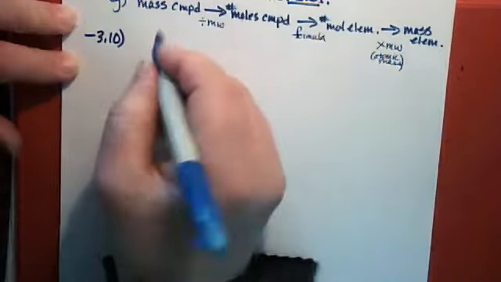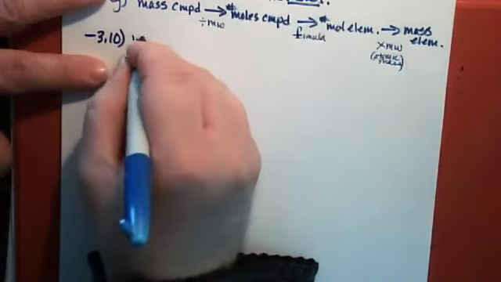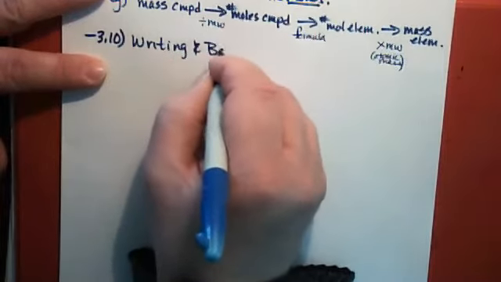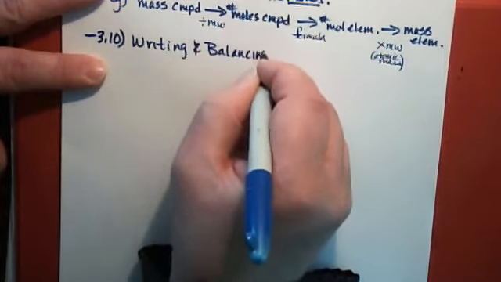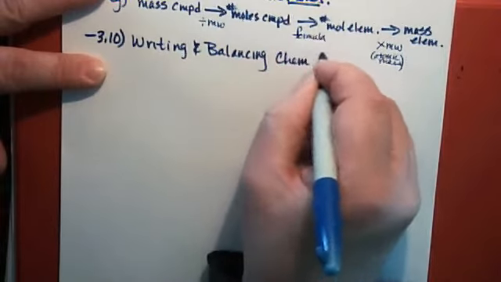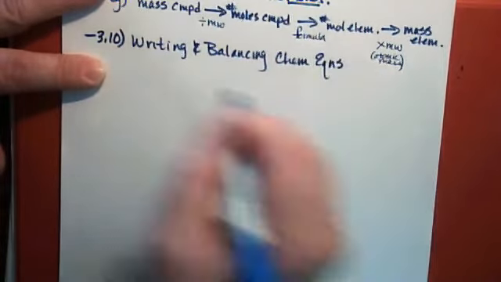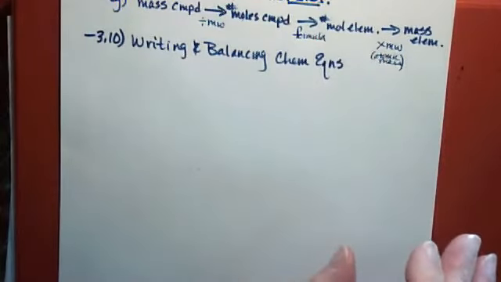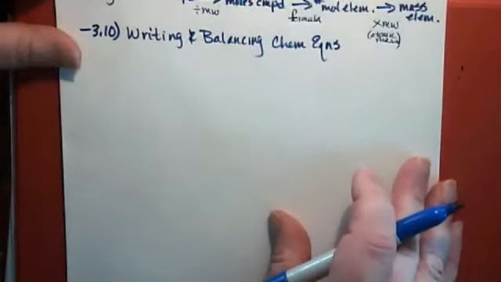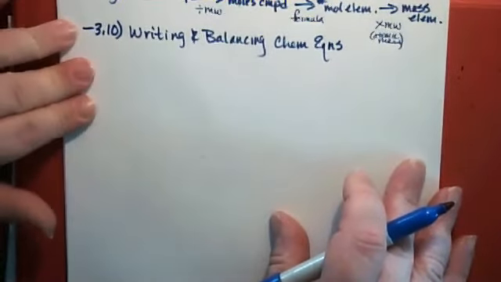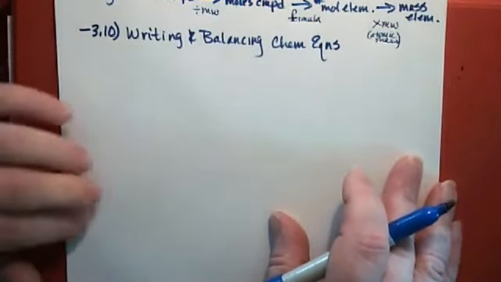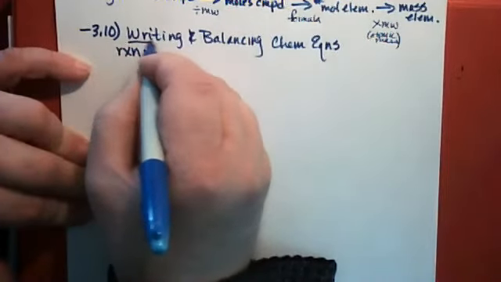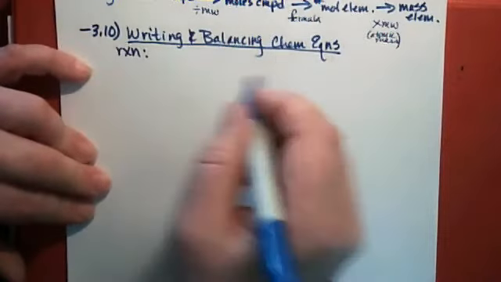Okay, 310 is about writing and balancing chemical equations. This is a pretty important topic because chemical equations are essentially how we communicate what happens in a chemical reaction. An equation is a summary of a chemical reaction.